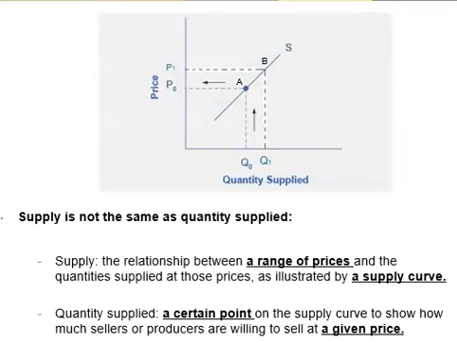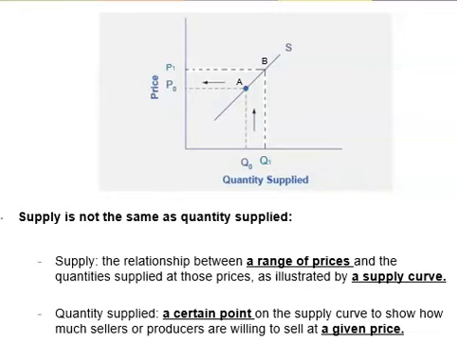In economic terminology, supply is not the same as quantity supplied. When economists talk about supply, they mean the relationship between a range of prices and the quantity supplied at those prices, as illustrated by a supply curve or a supply table. The supply curve can be used to identify how much sellers would sell at any given price. When economists talk about quantity supplied, they mean only a certain point on the supply curve.